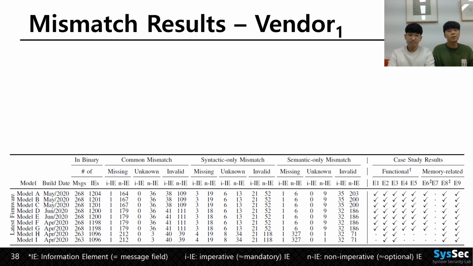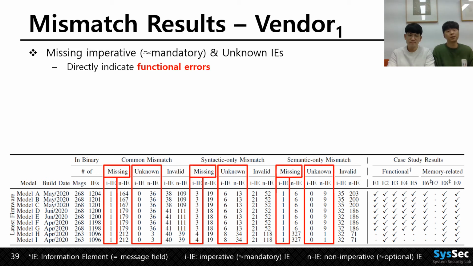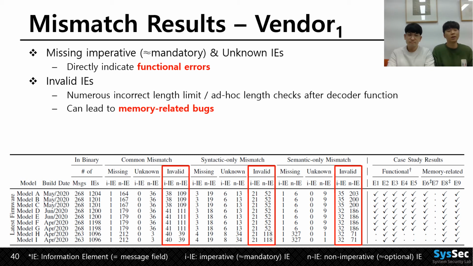This table shows the number of reported mismatches from vendor 1. Missing mismatches of mandatory IEs and unknown mismatches directly indicate functional errors. Also, hundreds of invalid mismatches showed that the decoder has numerous errors in the length limits. We found that developers try to make additional length checkers after the decoder function, which are very ad hoc patches.